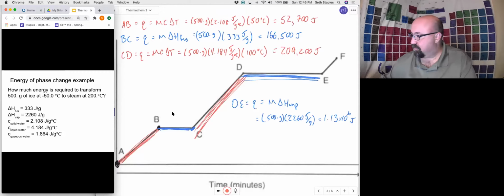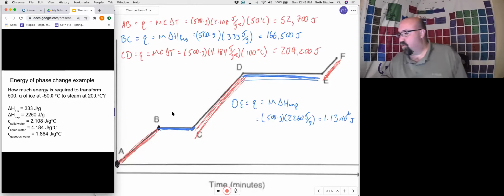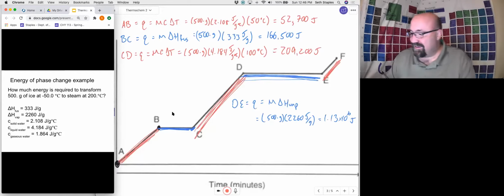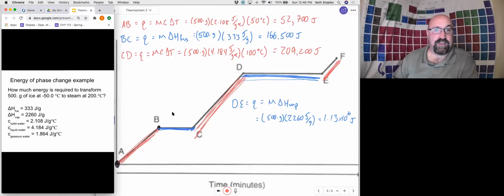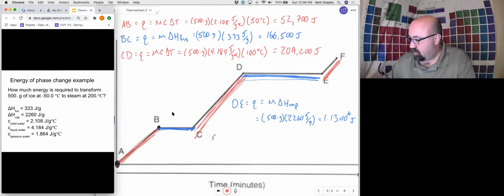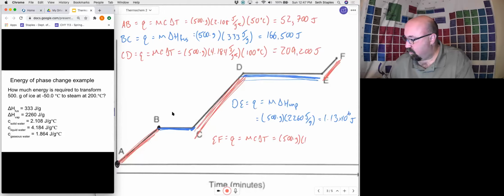And then finally, our last portion along the curve, along line EF. Now we've got steam, and we're going to start to heat it up. So our Q is our MC delta T. Our 500 grams, we look up our C for gaseous water, 1.864 joules per gram degree C.